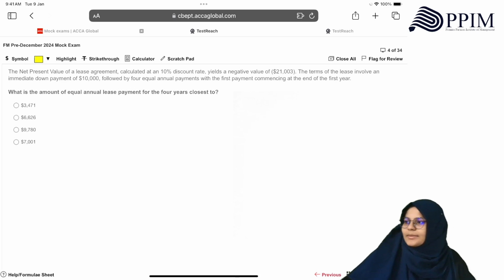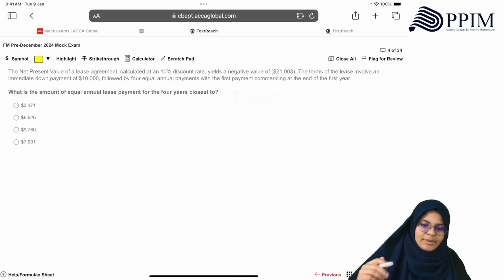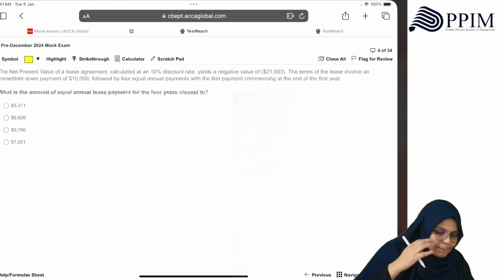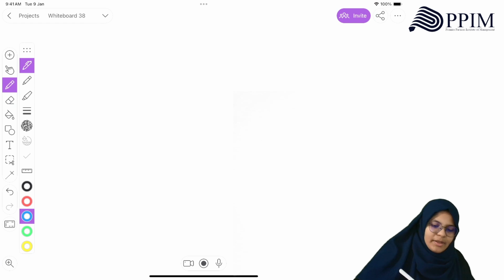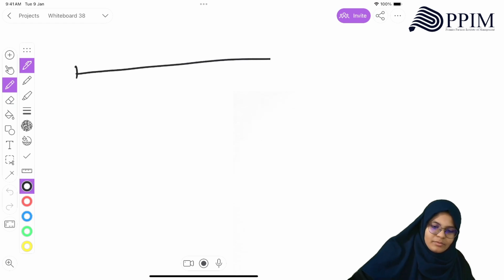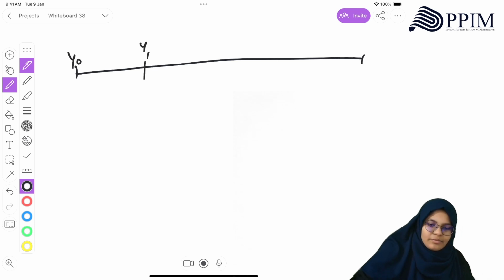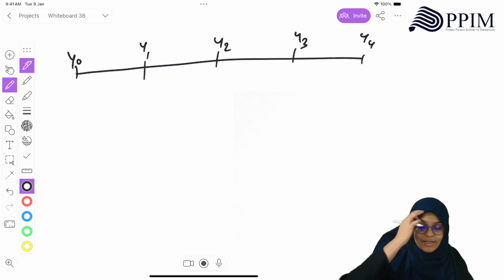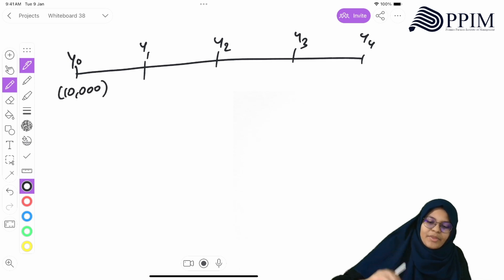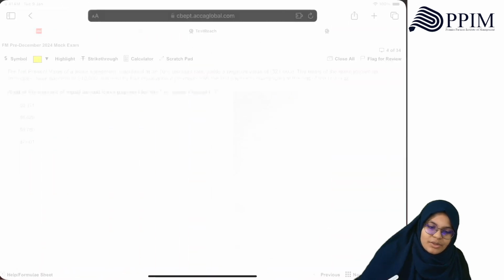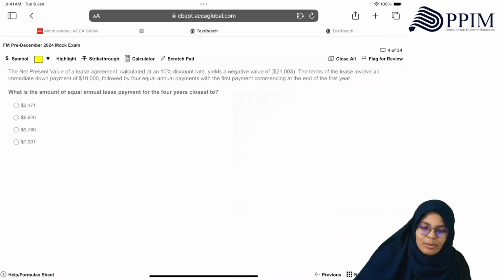Okay, so like I said, get the timeline done first. This is the timeline. So we have year naught, year 1, year 2, year 3 and year 4, just 4 payments, right? The initial down payment, they told me it was 10,000, so that will happen immediately. Yeah, initial immediate down payment 10,000 followed by 4 equal annual payments, right?